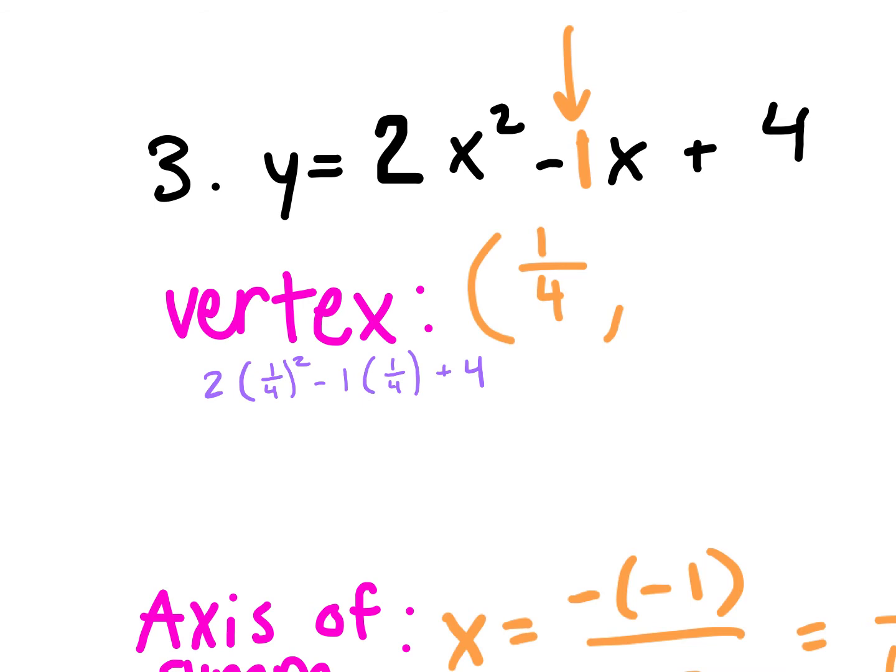What do I have to do first? The exponent. So what's 1 over 4 times 1 over 4? 1 over 16. So this is 2 times 1 over 16 minus 1 over 4 plus 4. What do I have to do next?